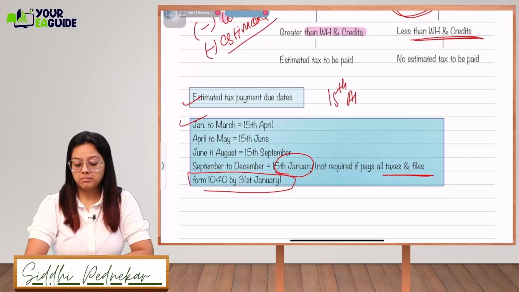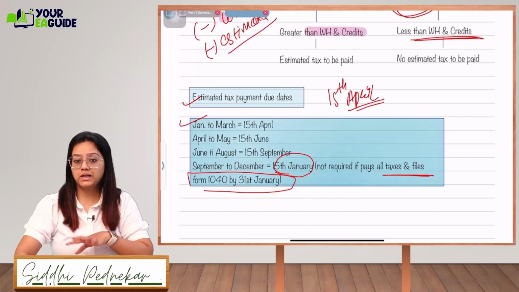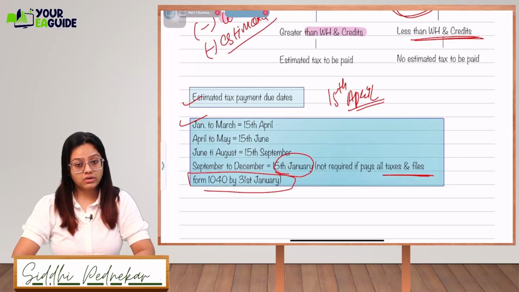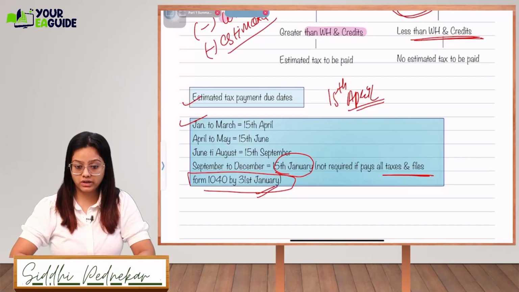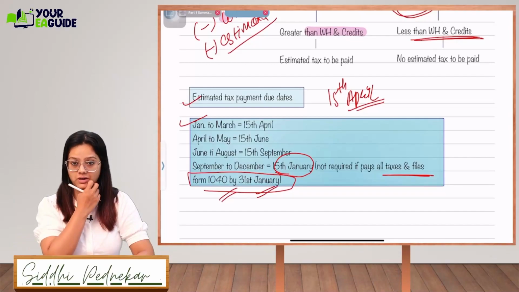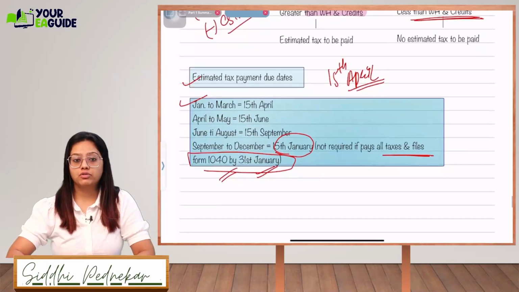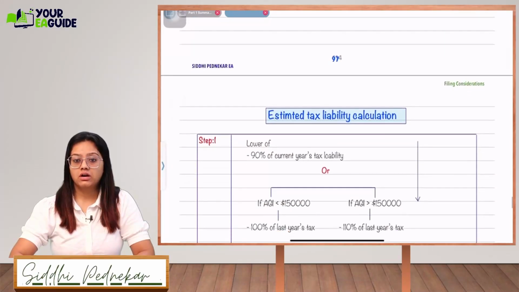15th April. But what if you do not pay any estimated tax? You can be saved from the penalty if you pay all the taxes by 31st Jan and file the whole return, Form 1040, by 31st Jan. In that case you don't have to pay the extra penalty.